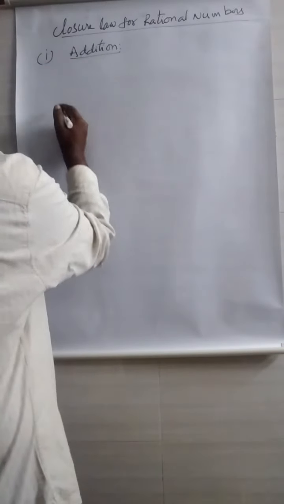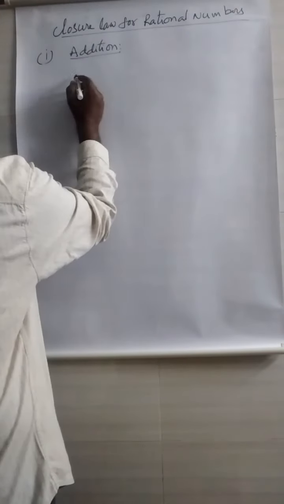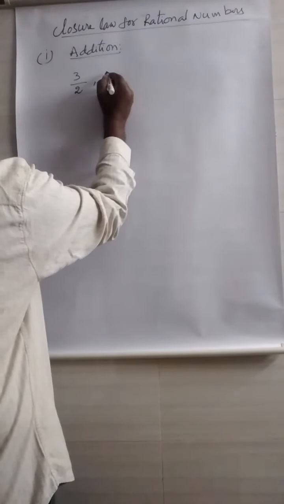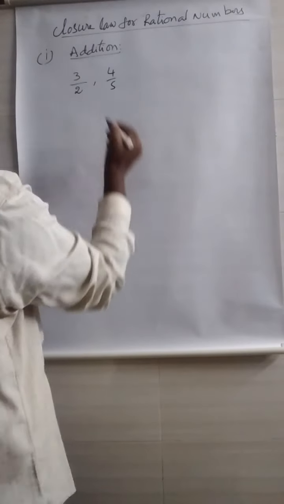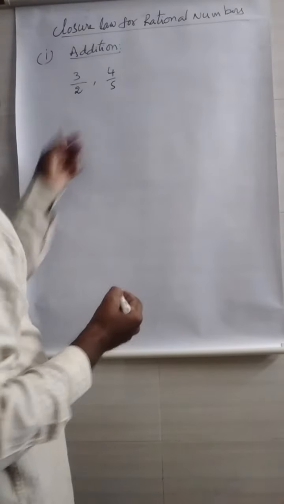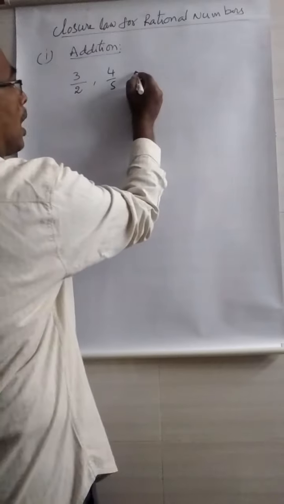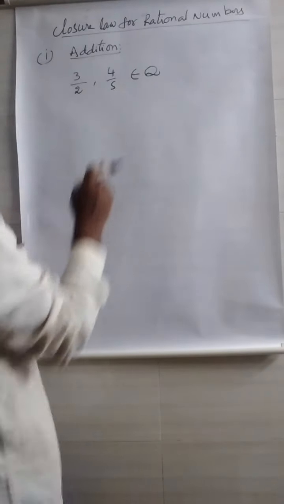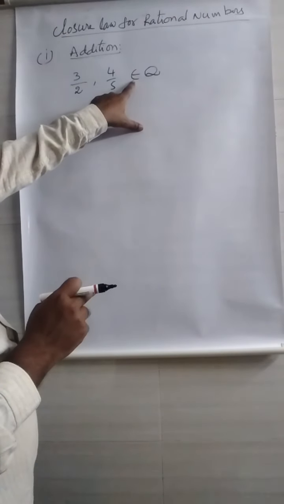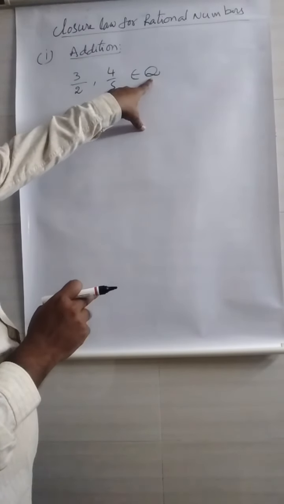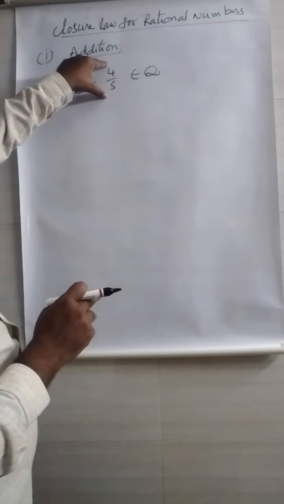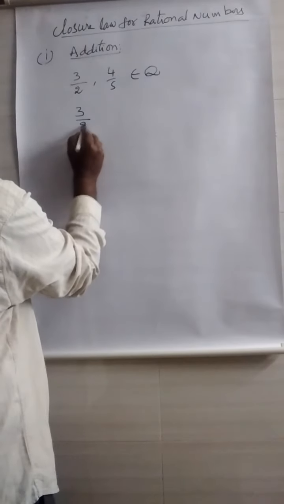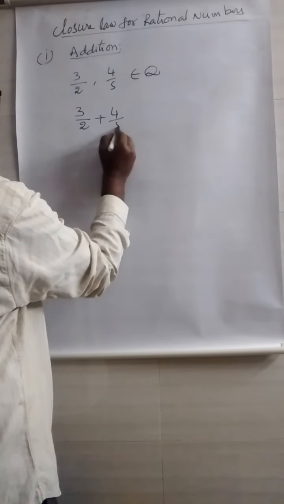For example, you may take any two rational numbers. For example, I take 3/2 and 4/5. These two are rational numbers. This symbol is read as belongs to. Q means rational numbers. 3/2 and 4/5 belong to Q. I sum up these two. You may observe what we get.